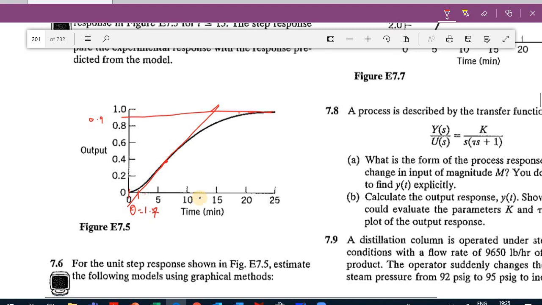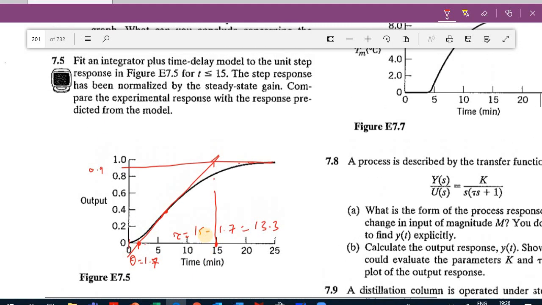Then we take the second part, where it says 15. So 15 minus 1.7 is tau, right? From this point till this point is tau. So that is 15 minus 1.7, which is 13.3. So I found tau and I found theta. Now I just need to find K.